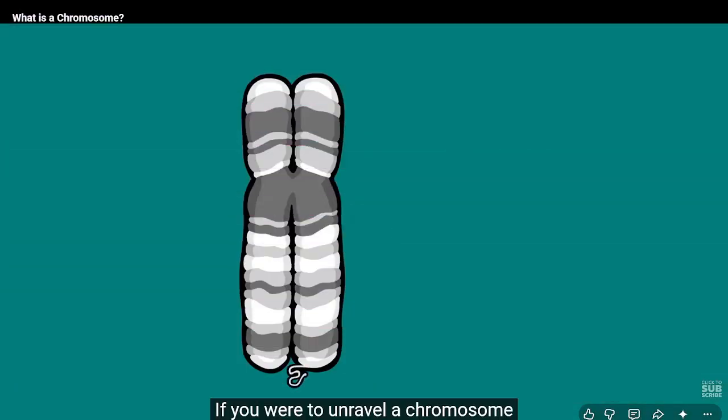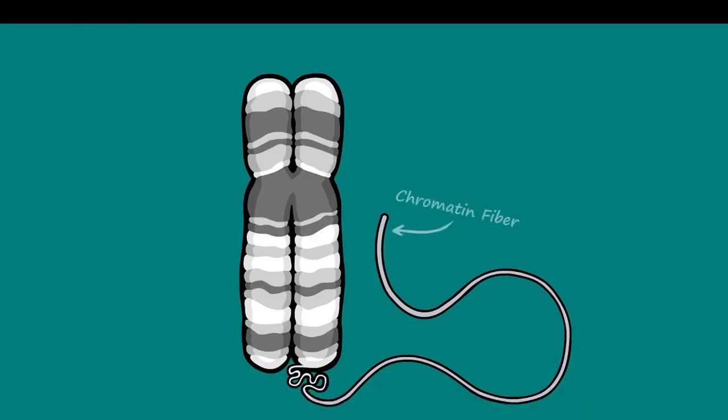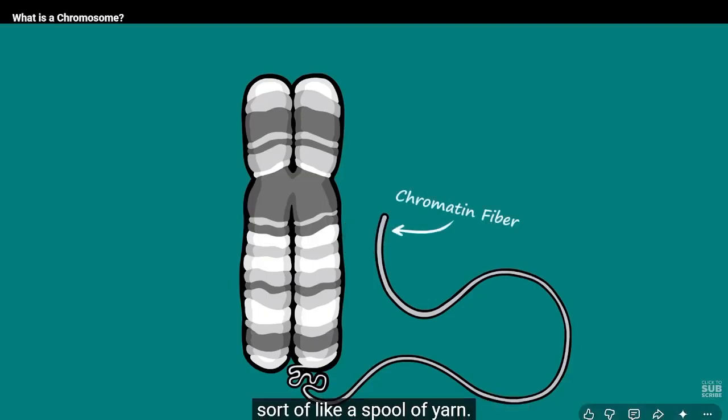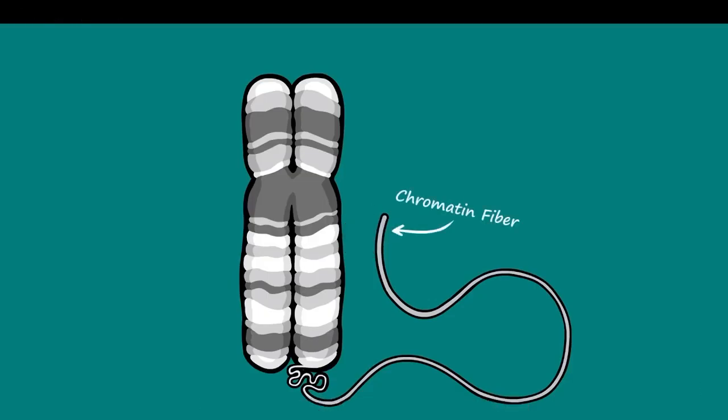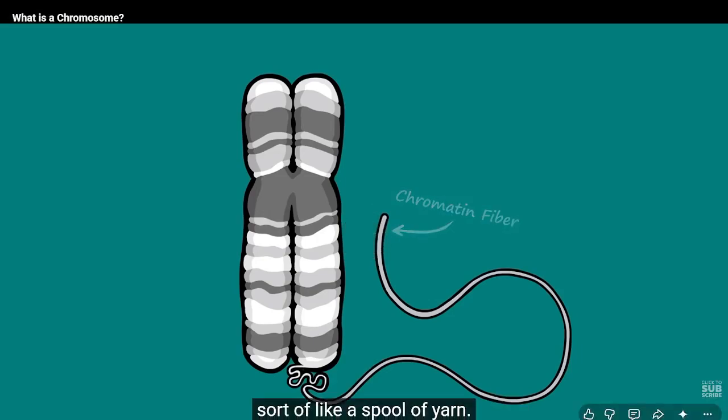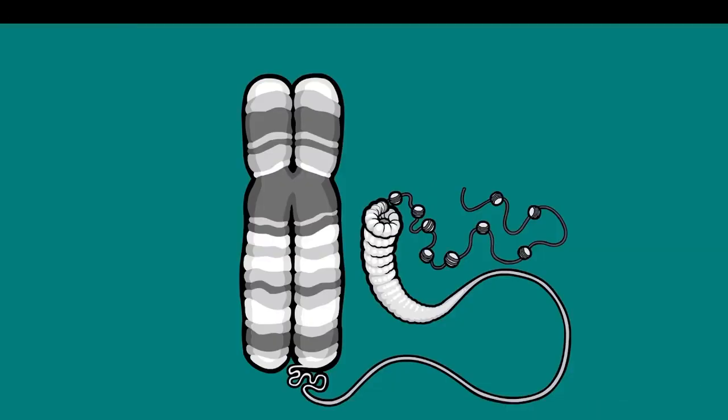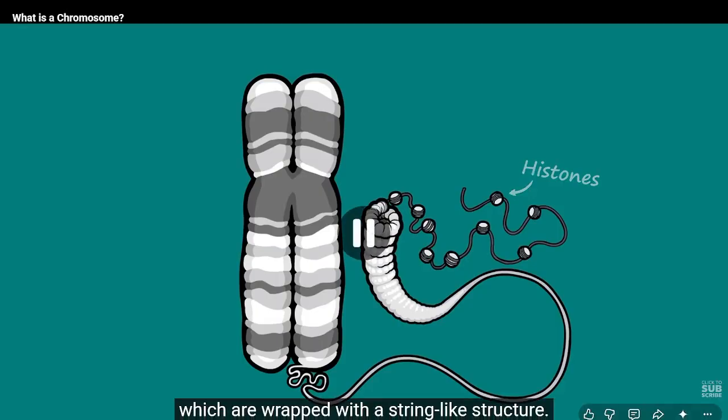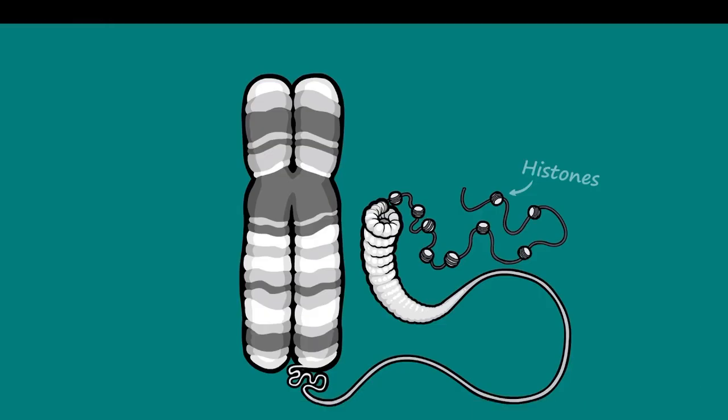If you were to unravel a chromosome, you would see that it's made of a thread. What's that thread called? Chromatin. Sort of like a spool of yarn. Zoom in again and you'll see that that fiber is a collection of protein orbs called histones, which are wrapped with a string-like structure. What is that string-like structure wrapped around the histones?